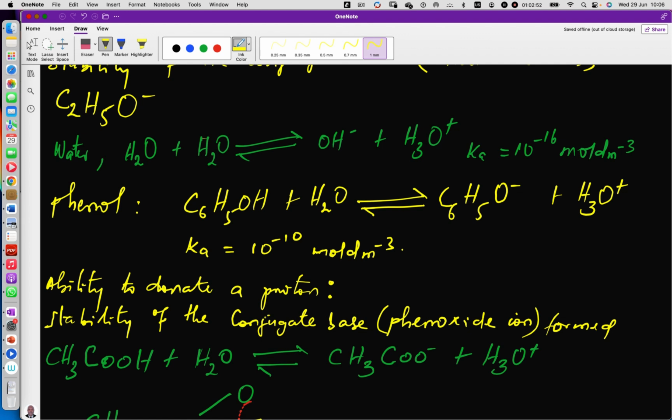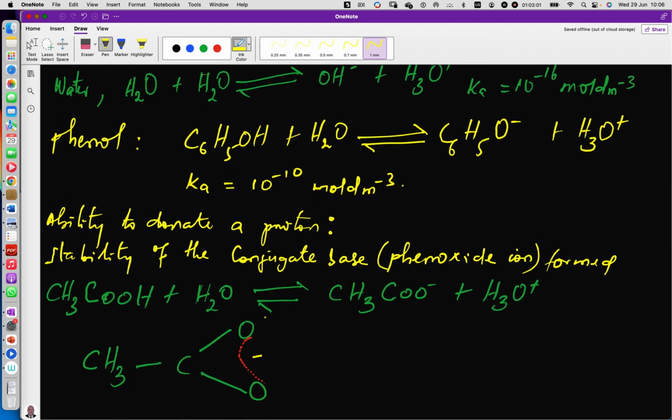And lastly, we ended with ethanoic acid, which is the strongest among all. I gave an equation of ethanoic acid in water to give ethanoate and the hydronium ion. I said this will depend on the stability of the ethanoate that is formed. And the stability of this is a result of the negative charge that is spread out through the COO minus group. That makes ethanoic acid the strongest acid among this group of organic compounds.